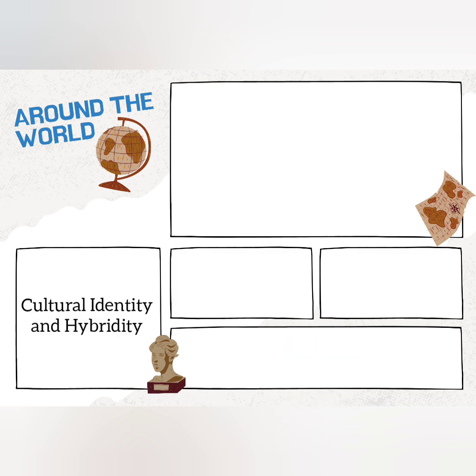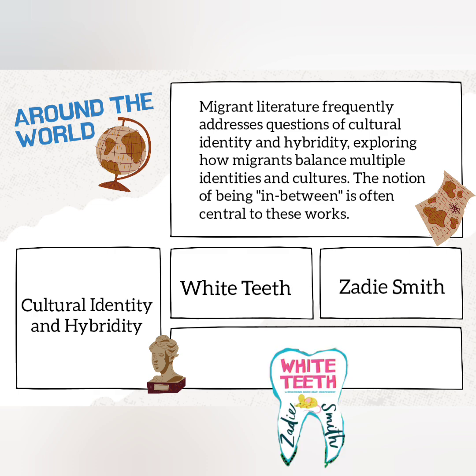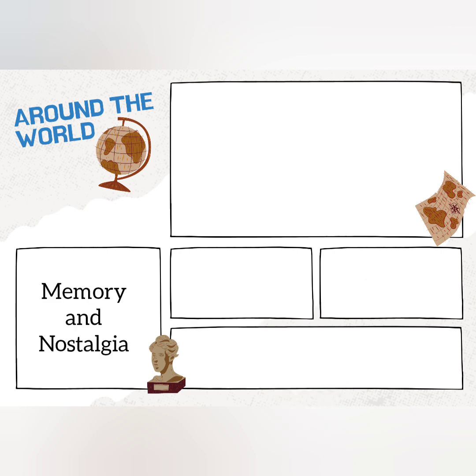Cultural identity and hybridity. Migrant literature frequently addresses questions of cultural identity and hybridity, exploring how migrants balance multiple identities and cultures. The notion of being in between is often central to these works. In White Teeth by Zadie Smith, characters of different migrant backgrounds struggle with maintaining their cultural roots while adapting to life in modern Britain.